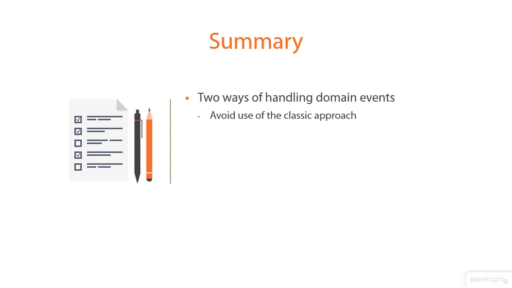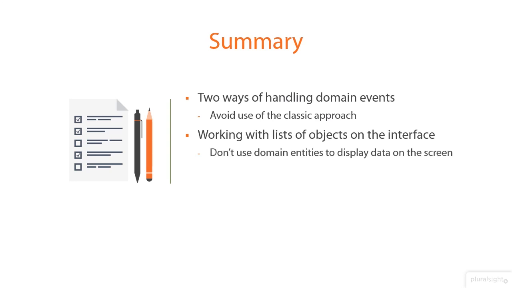The second approach doesn't have these shortcomings, and I advocate you use it instead. With the second approach, we separate two responsibilities, one for creating an event and the other one for dispatching it. That way, we keep our domain model isolated and also adhere to the notion of unit of work. You saw how to work with list of objects on the user interface. The guideline here is to avoid using domain entities to display data on the screen. Instead, use DTO classes by default.